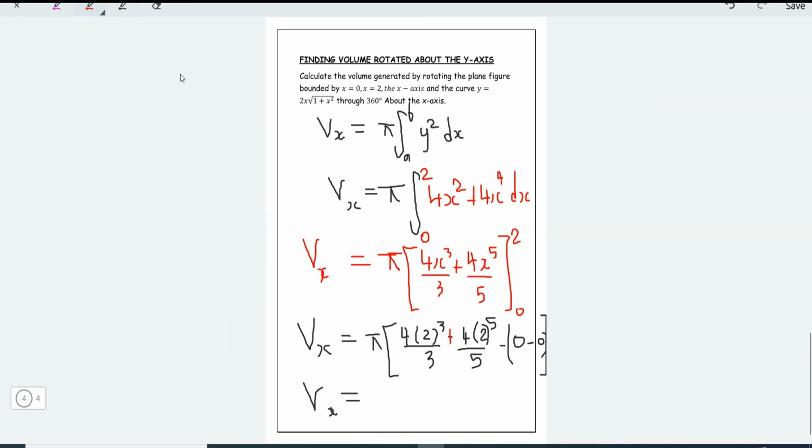So that's the volume. The volume around the x-axis is 544 over 15 pi. Easy, and that's how we find volume around the x-axis. So the title should have said x-axis. That's volume around the x-axis. Easy.